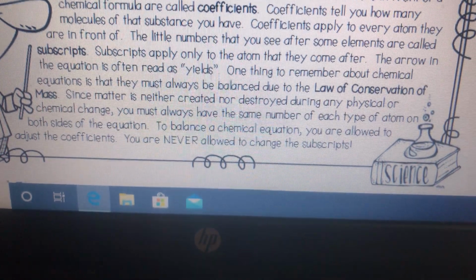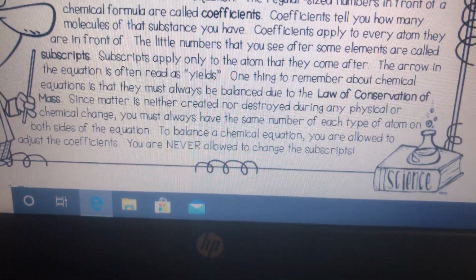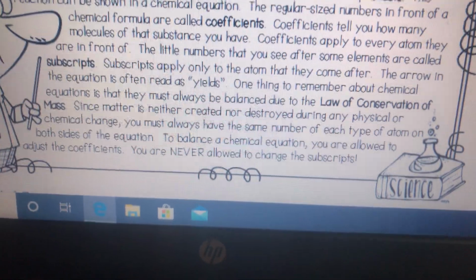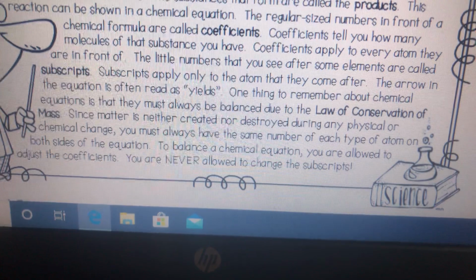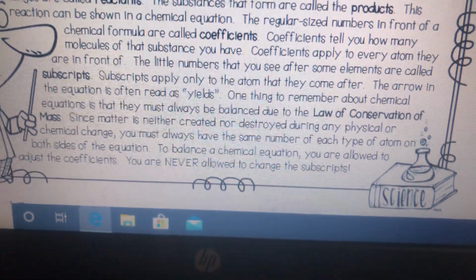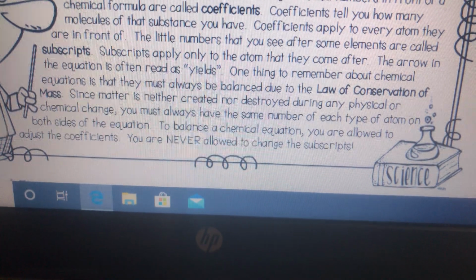One thing to remember about chemical equations is that they must always be balanced due to the law of conservation of mass. You remember that? We've done some experiments on that. Conservation of mass is when matter is neither created nor destroyed during any physical or chemical change.